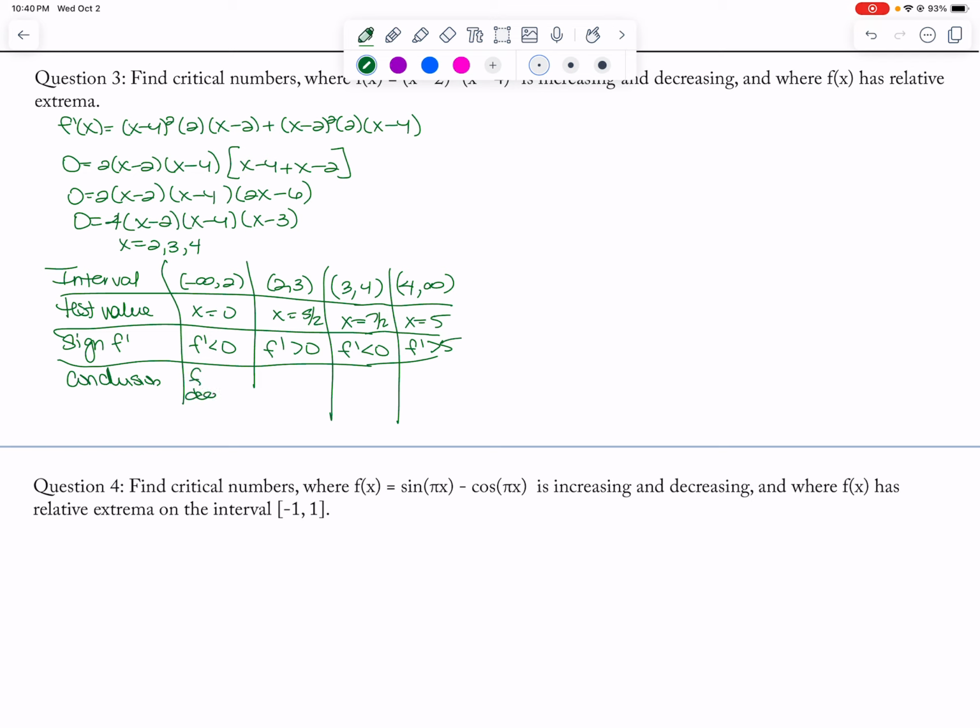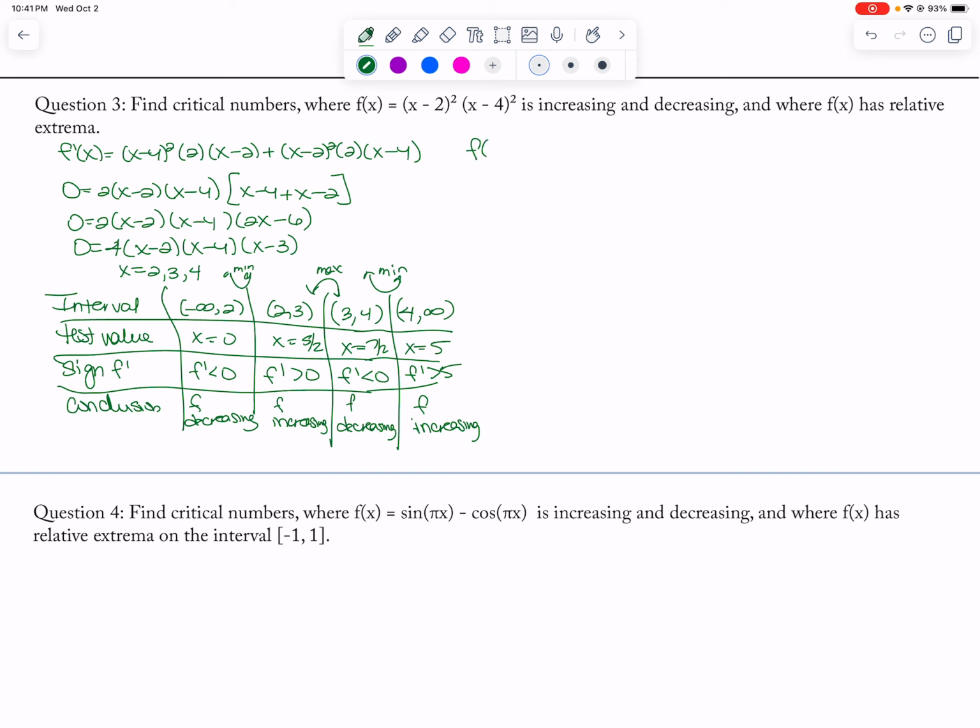So f is decreasing, f is increasing, f is decreasing, and f is increasing. So that means I go here, there's a min, here is a max, and then here is another min. Okay, so now I want to find f of 2, which gives me 0. Then f of 3, which is going to give me 1. And then f of 4, which is also 0.